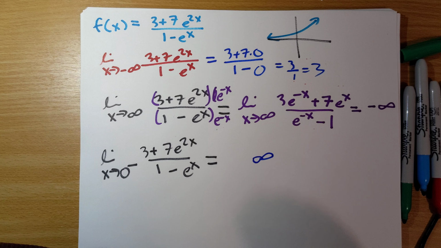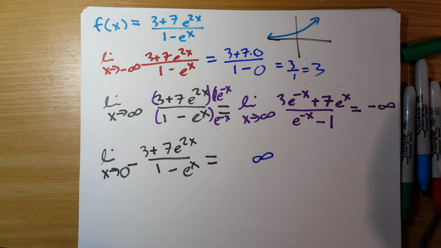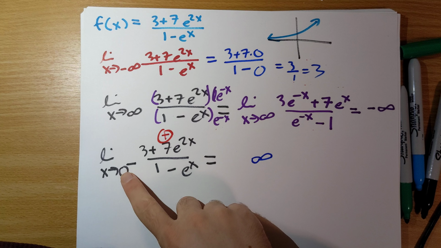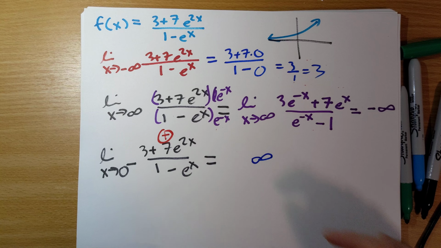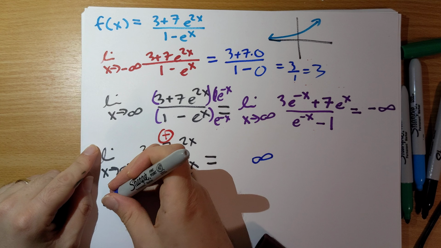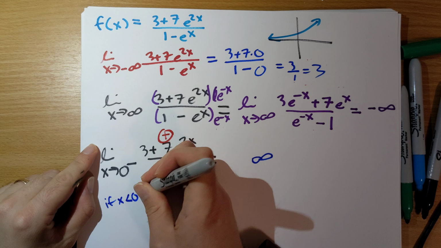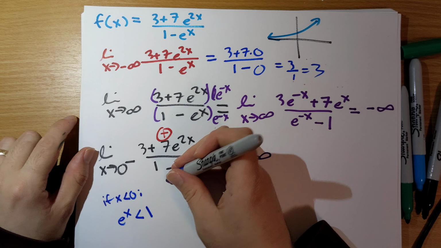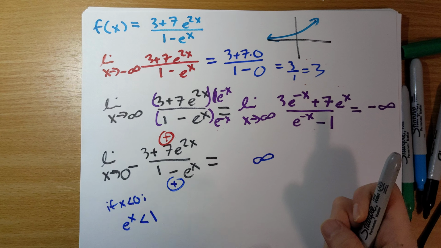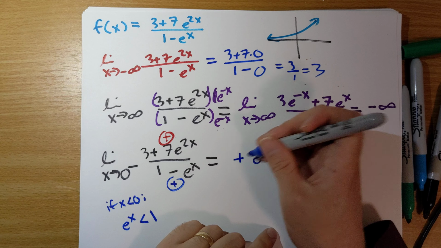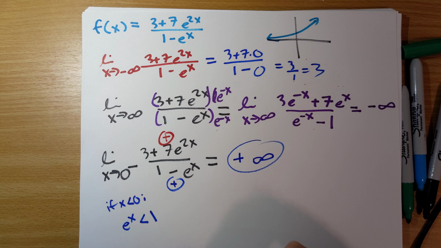Let's just figure out plus or minus infinity. Upstairs is 10. That's going to be positive. As x is close to 0 from the left, that means we're plugging in numbers slightly smaller than 0 into x. And if x is less than 0, e to the x is less than 1. And so we're subtracting off something slightly less than 1 from 1. That gives us something positive. So the answer here is positive infinity.